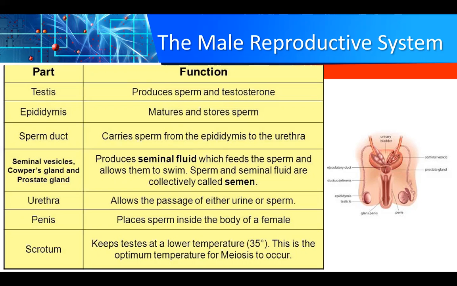So enumerated on the screen are the functions of the epididymis, which matures and stores sperm, and the sperm duct that carries sperm from the epididymis to the urethra. The seminal vesicles produce seminal fluid, which feeds the sperm and allows them to swim. The sperm and seminal fluid are collectively called semen. The urethra allows the passage of the urine or the sperm, and the penis places sperm inside the body of a female.